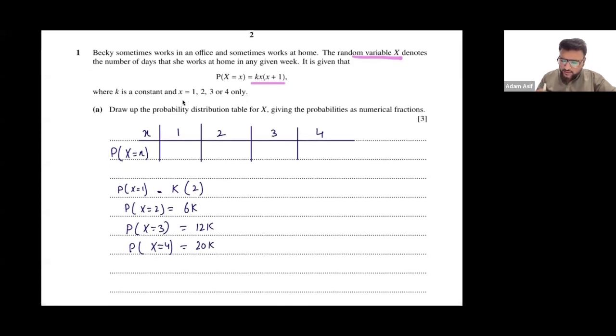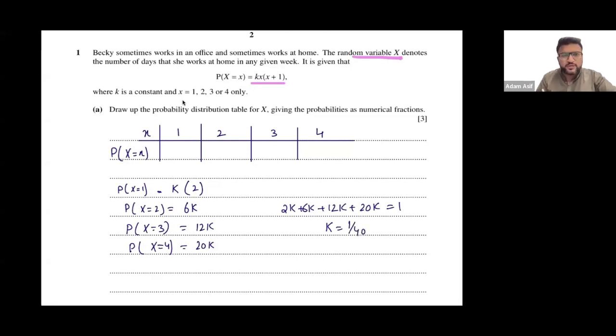Now, the sum of the probabilities is always equal to 1. So when you solve this, that's going to give you the value of K. 20 plus 12 plus 6 plus 2, that's 40. So K value comes out to be 1 upon 40.